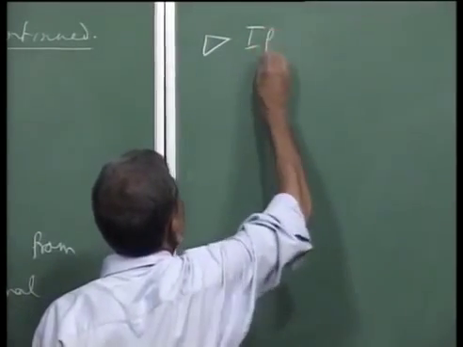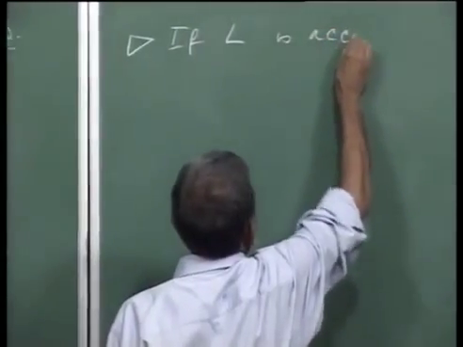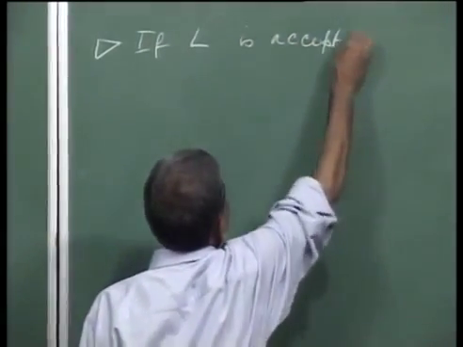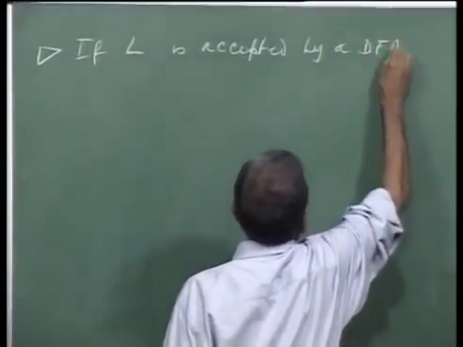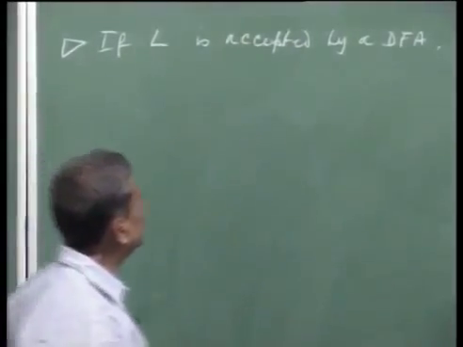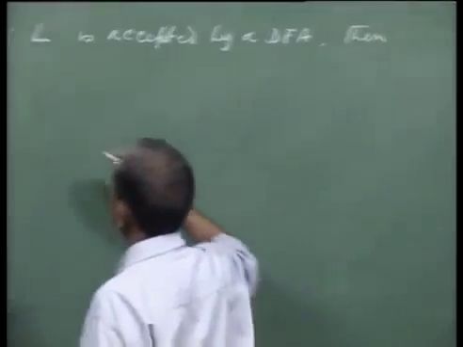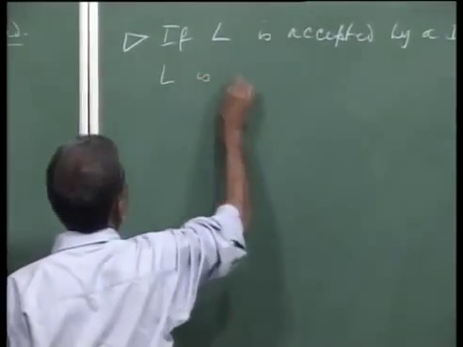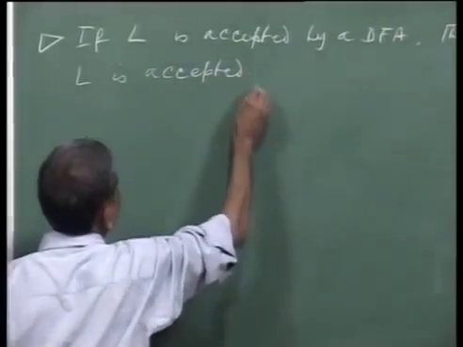If L is accepted by a DFA, that means there is a DFA to accept L, then L is accepted also by an NFA.